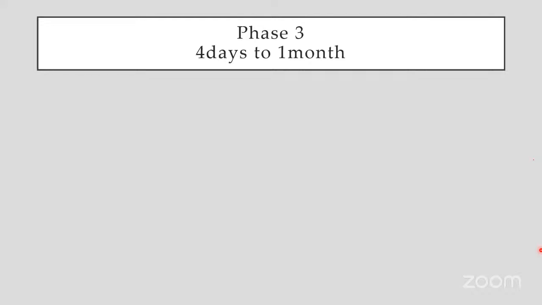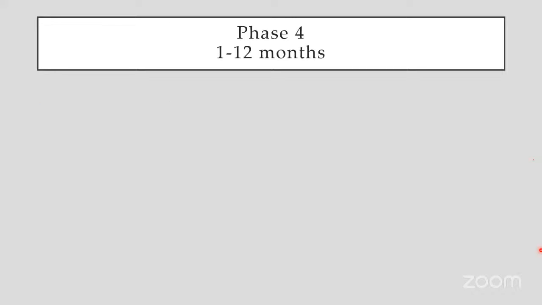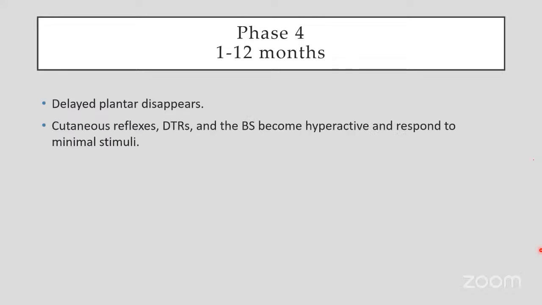Phase 3, that is 4 days to 1 month, most deep tendon reflexes appear during this period, and they are evident in almost all subjects within 1 month. The ankle jerk appears first and becomes hyperreflexic, followed by the knee jerk, followed by Babinski, followed by cutaneous reflexes. In phase 4, the delayed plantar reflex disappears. The cutaneous reflexes, DTR, and the bulbocavernosus reflex become hyperactive and respond to minimal stimuli.